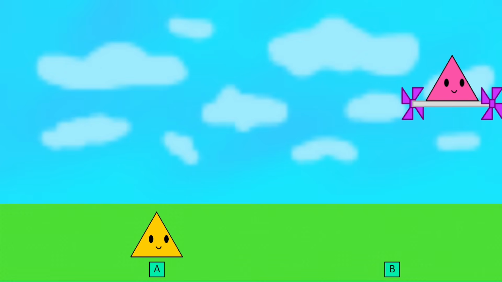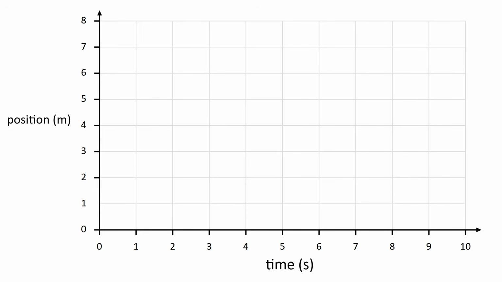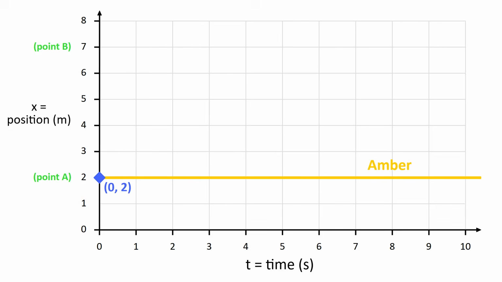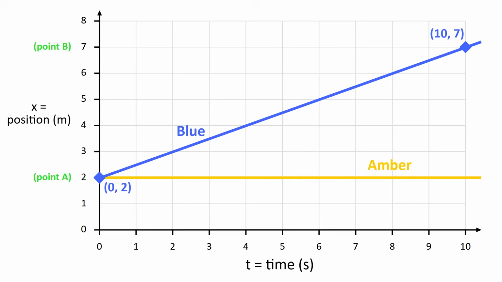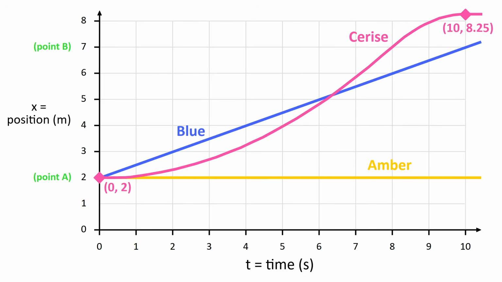There's a lot going on in this example, so it helps to make a position over time graph. We'll represent these variables with x and t respectively. Amber maintains a constant position at point A, so their line is flat. Blue is at position 2 at time 0 and position 7 at time 10. Due to having a constant velocity, they have a straight line between these 2 points. Finally, cerise is also at position 2 at time 0, but actually at position 8.25 at time 10, and with the changing velocity, their line starts flat, then slopes up before flattening again.